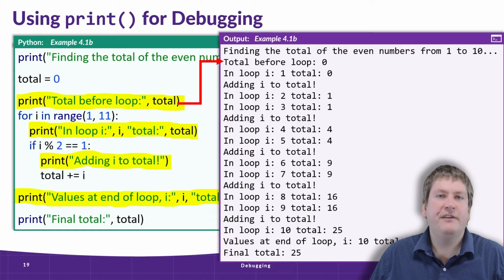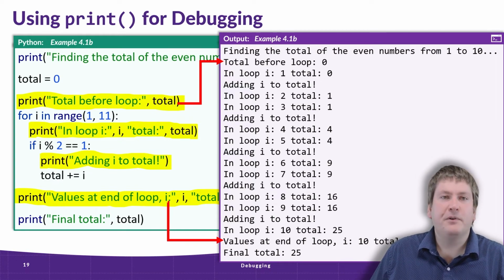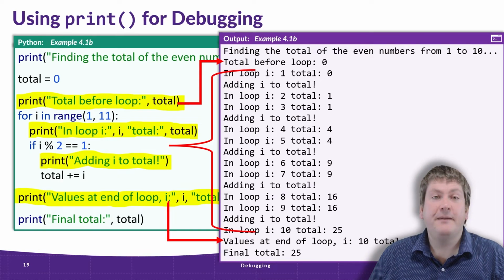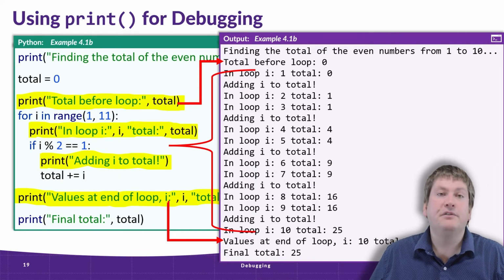So this first line up here that says total before loop is for that line we added before the loop. And this value down here that says values at the end of the loop is for that print statement we added at the end of the loop. Everything in between are those print statements inside the loop, and they happen multiple times because the loop runs multiple times. So let's go through this and try to understand what happened here.